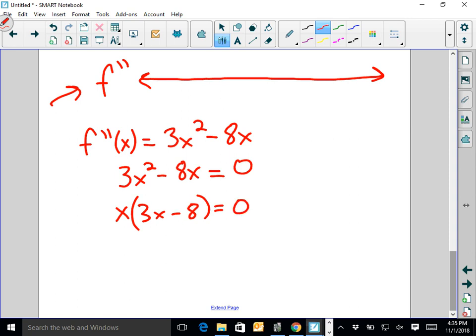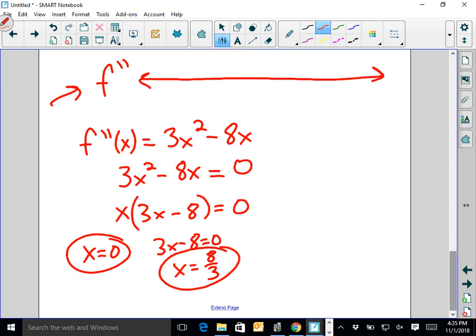Obviously, x equals 0 is one of my points. The other point will be solving 3x minus 8 equals 0. I add the 8, divide by 3, and I get x equals 8/3 as my other one. So those are my two zeros on f double prime. Again, we don't know if they're inflection points yet. We'll have to do the test, but they're my candidates for inflection points. Not that that was part of this problem, but it's always good to consider that right now.